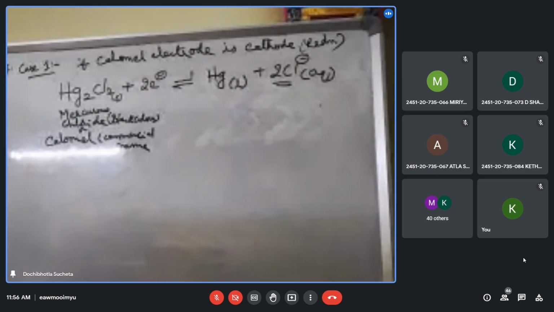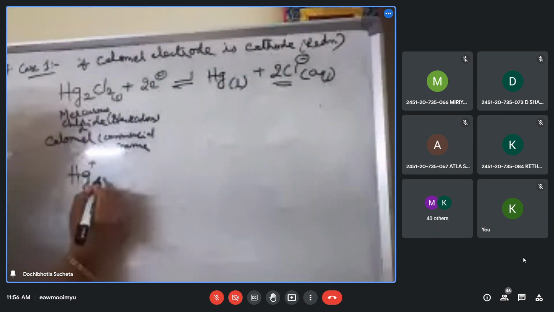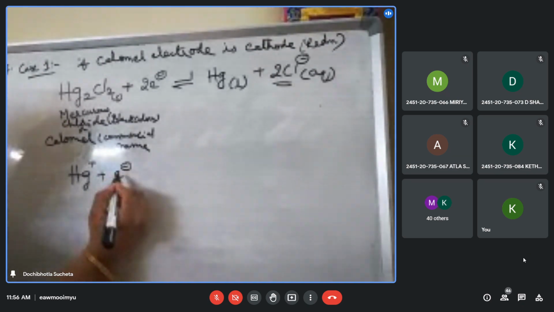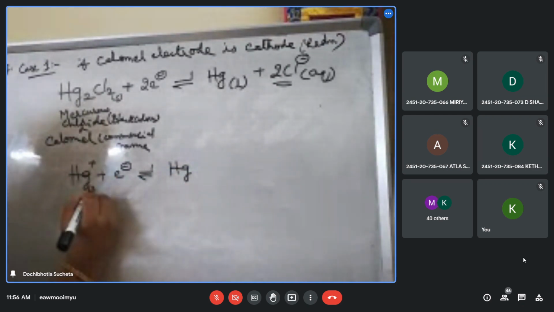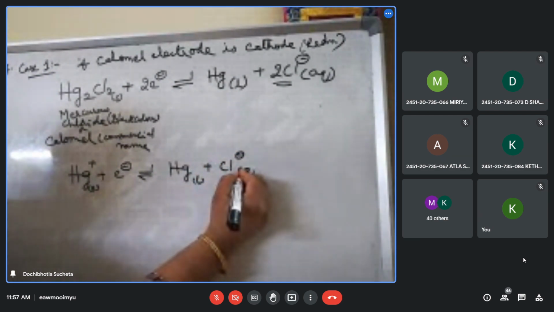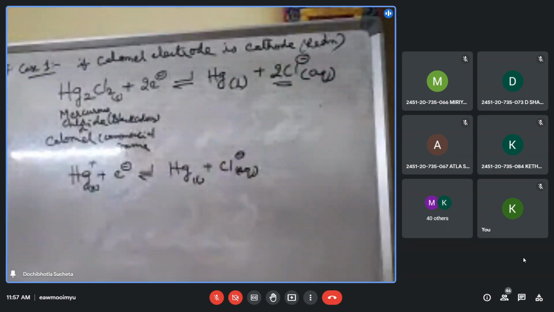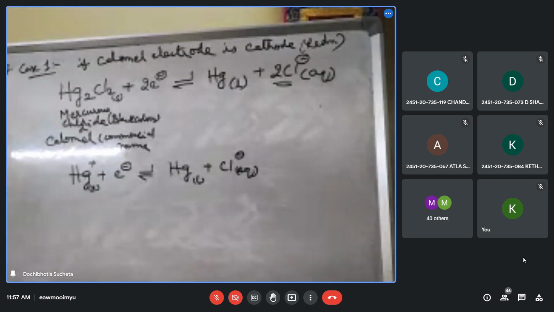Can this be written another way? Hg plus electron gives Hg plus Cl minus. In the equation, right or wrong?